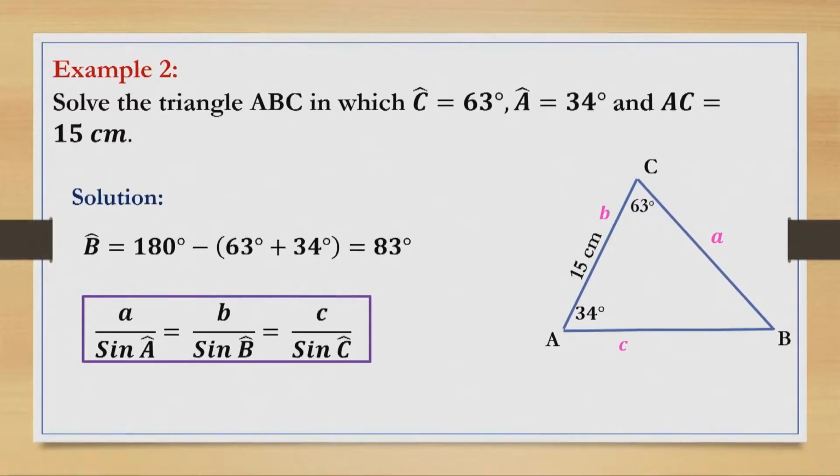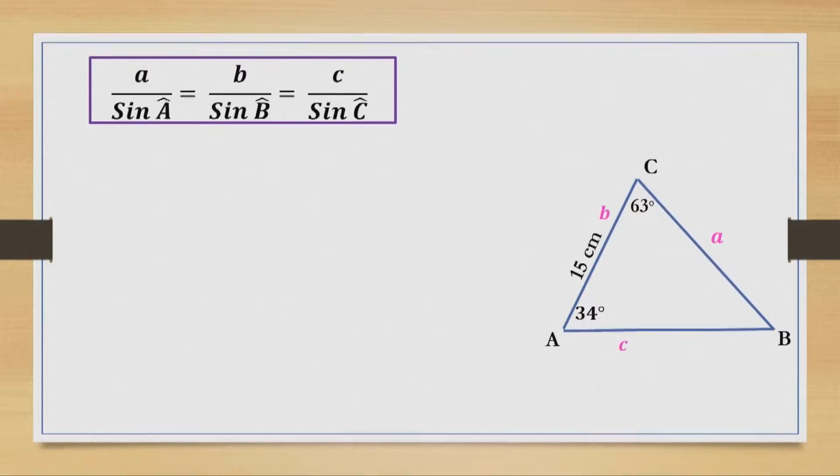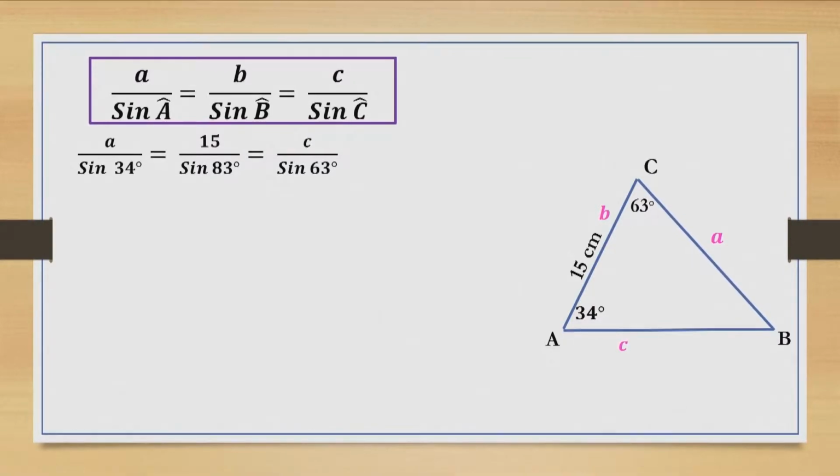I write down my formula. Remember, it is always good to write down the formula first so that you can then replace the known values. So here, small a is not known, but angle A is 34 degrees. Small b is 15. Angle B we have just calculated. It is 83 degrees. Small c, I don't know. Angle C is 63 degrees.